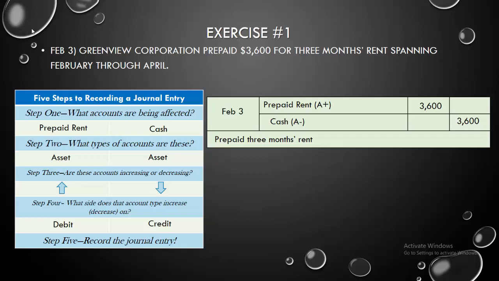So we're going to record it under our prepaid rent asset account, and since we have more rent prepaid in the future, that has to be going up, so we're going to debit that. But we are handing the cash over right now, which means our cash is going to decrease, and like all assets, it is going to decrease on the credit side. Therefore, this February 3rd journal entry is going to be a debit to prepaid rent for $3,600 and a credit to cash for $3,600.